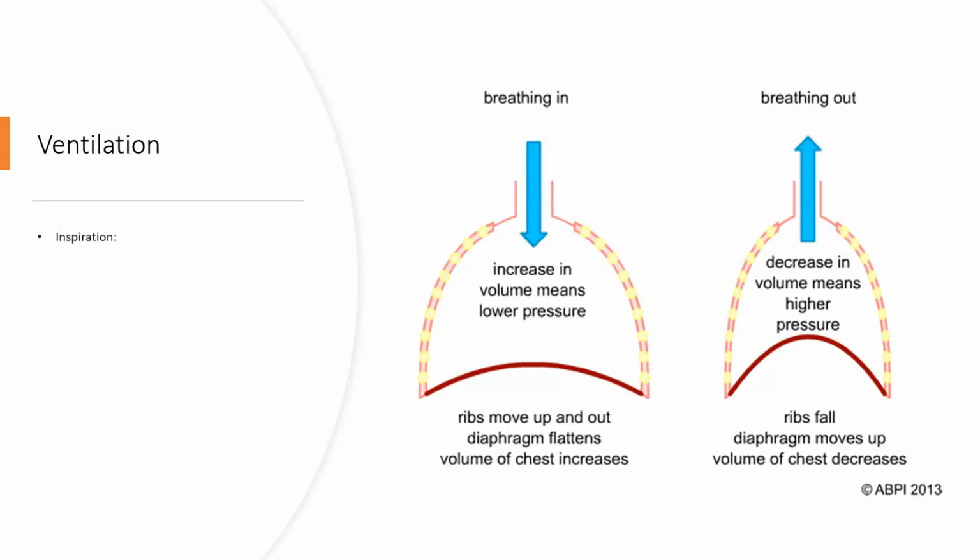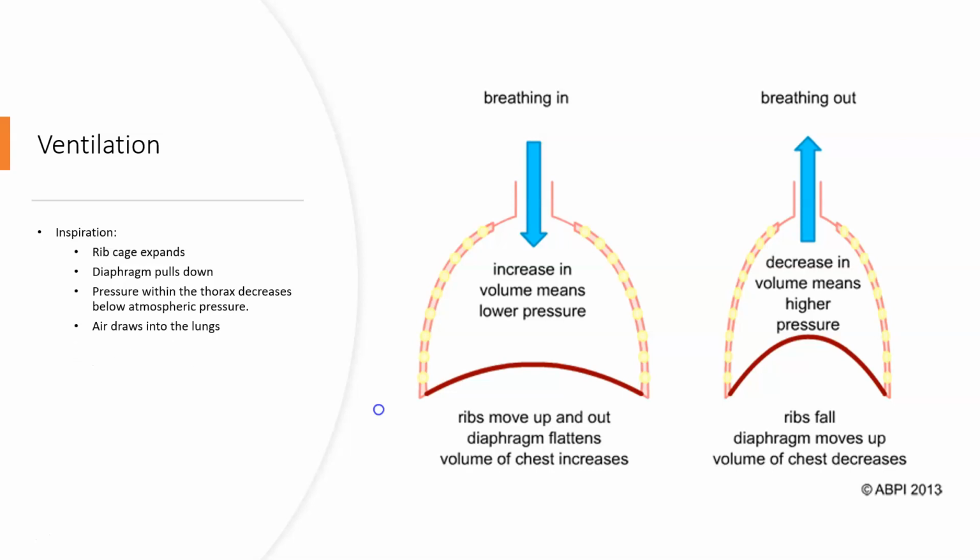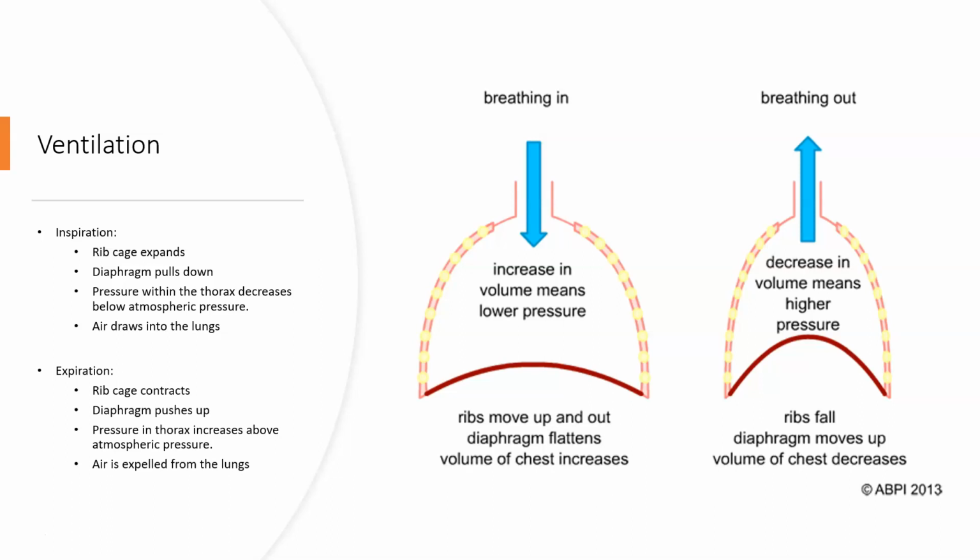Okay, so let's think ventilation. Remember what I've just spoken about in terms of diffusion and pressure. Inspiration, so inhaling, breathing in: the rib cage expands and the diaphragm pulls down. Pressure within the thorax, so the lung area, decreases and is now less than atmospheric pressure. We've got a pressure difference, so air is drawn into the lungs. Expiration, so now we're going to breathe out. The rib cage contracts and the diaphragm pushes up. Pressure in the thorax increases above the atmospheric pressure outside, and air is then expelled from the lungs.